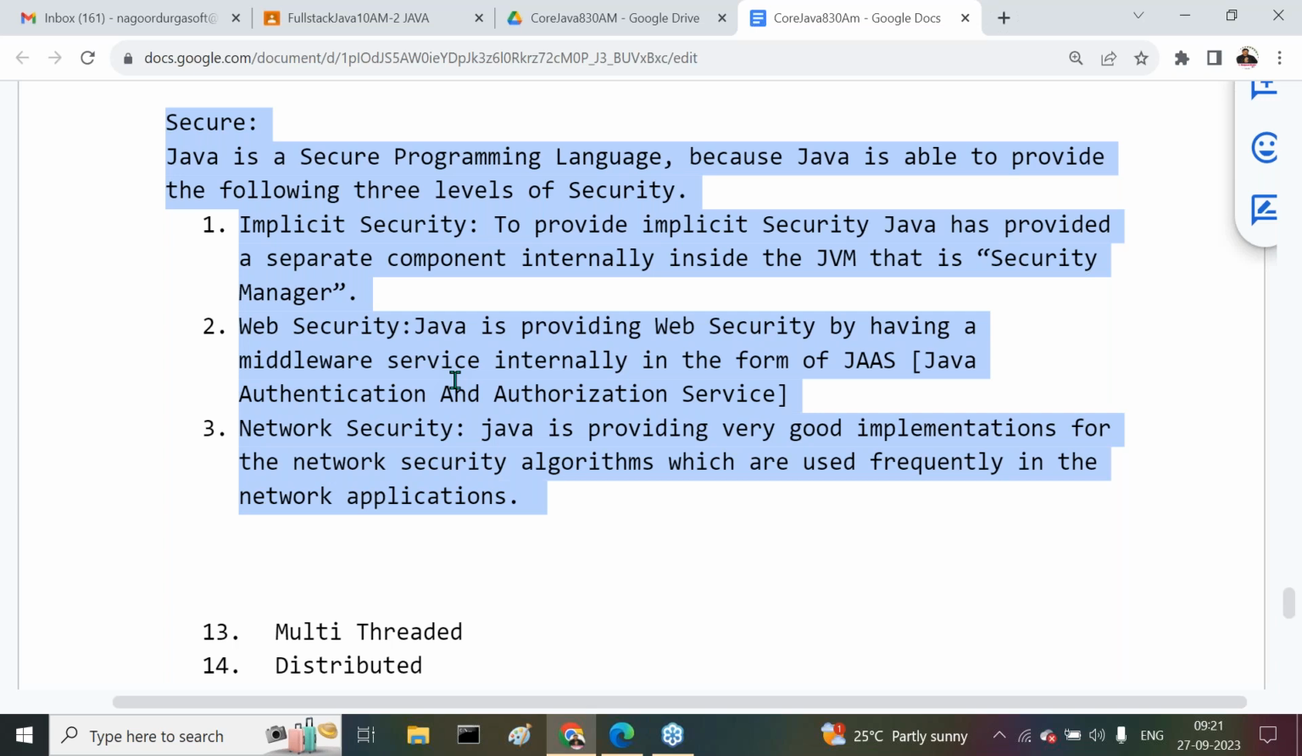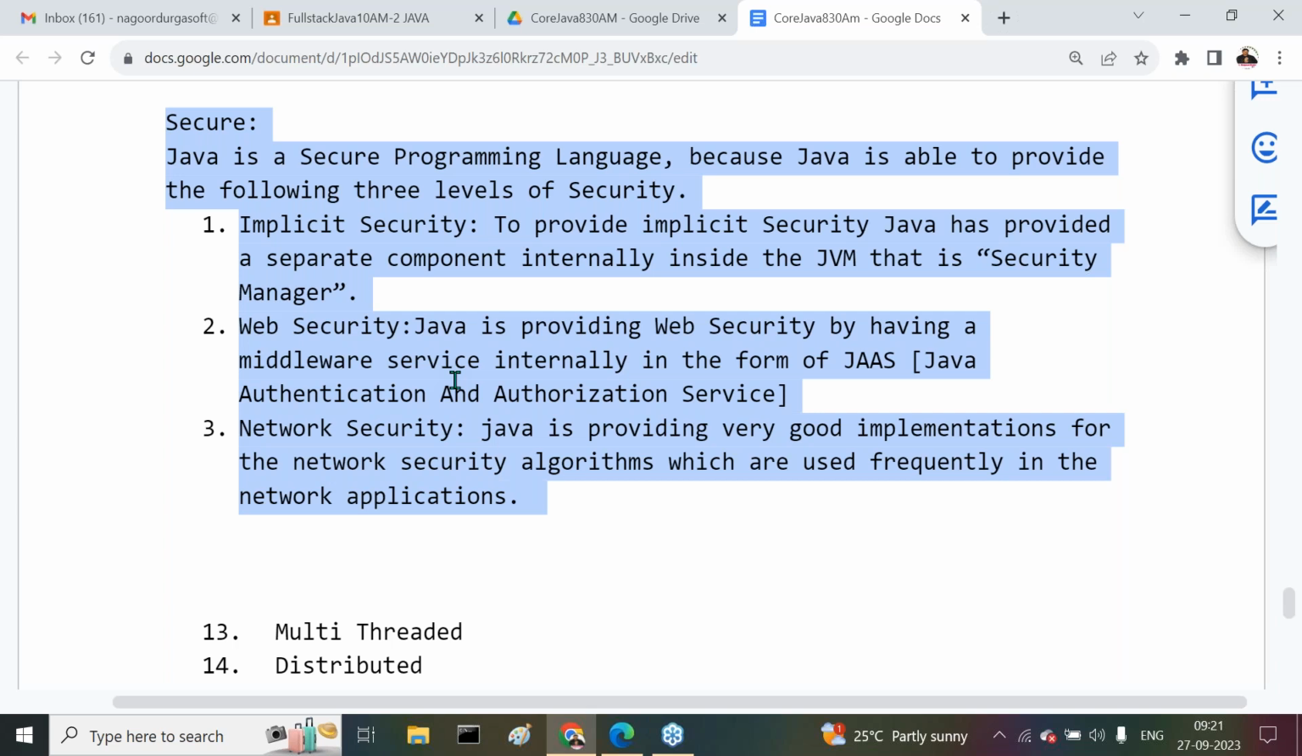Web application security means authentication and authorization. To provide authentication and authorization for web applications, Java has provided a separate middleware service. That separate middleware service is nothing but JAAS. Because of providing JAAS, Java is very good at web security. Now the third one, network security.